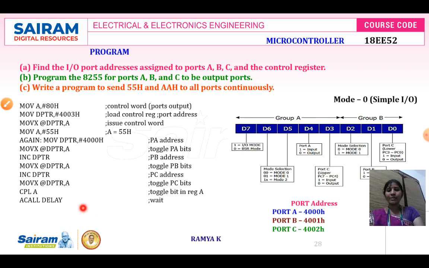Then ACALL delay, because that 55 needs to wait for some time in the register. Then I am going to continue the same again with SJMP again. When this particular instruction is executed, the control will be transferred to the address where you have the again label, and this will be stored in your program counter. When this program is executed, your 55 and AA will be continuously displayed in your port.